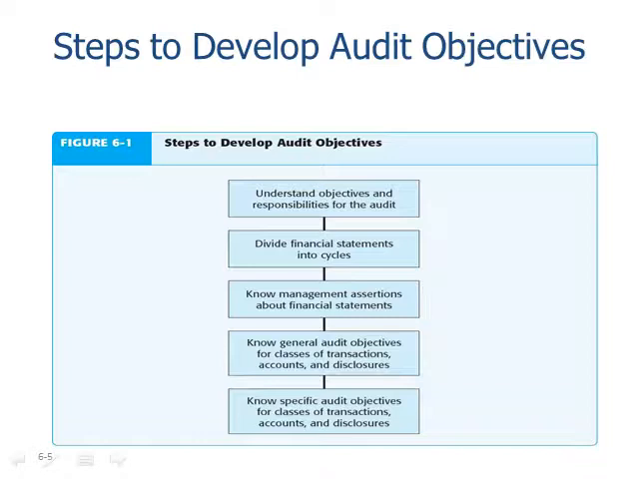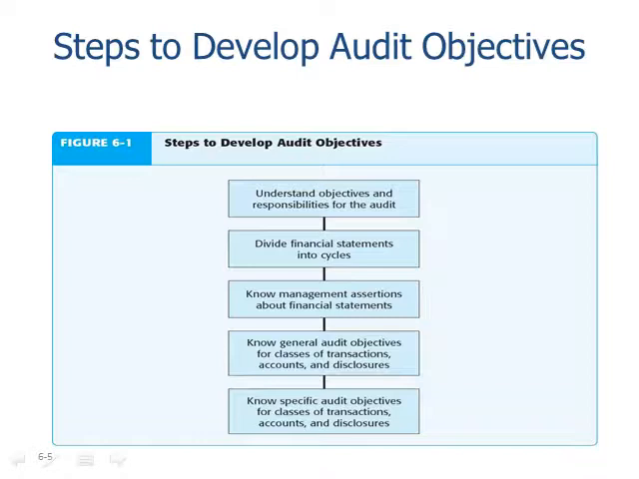These are the steps to developing our audit objectives. We want to understand the objectives and the responsibilities of the audit. We divide the financial statements into cycles. Are they sales cycles? Are they liability cycles? Are they footnote disclosure cycles? So what are the different cycles associated with financial statements? This is largely dependent on the type of organization that we're auditing. For instance, a manufacturing firm would have inventory cycles. A professional services firm likely wouldn't have inventory cycles in the same terms as manufacturing organizations.